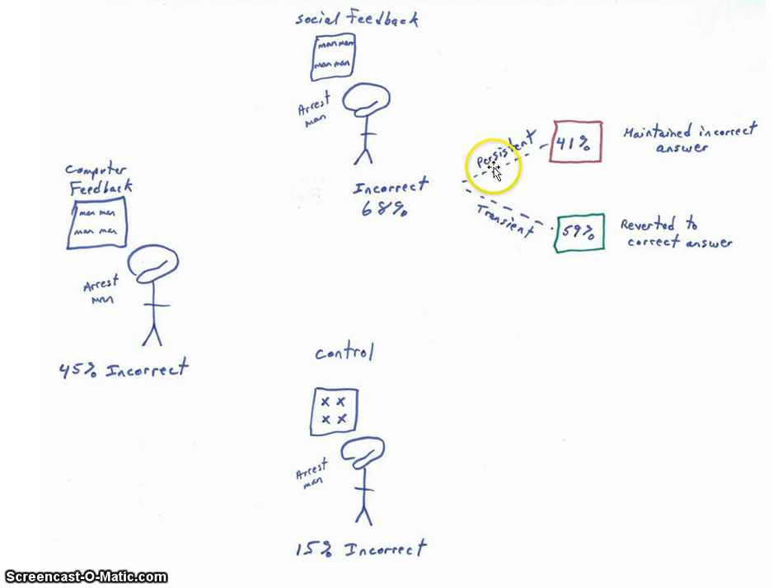Of those 68%, 41% went on to maintain that incorrect answer, right? And that means 59% reverted. So this would be private conformity. They persisted with this error due to the social feedback. That's the private conformity, and this would be public conformity, right? So they went along with it initially, went along with the feedback, but then once they learned it was random feedback, they switched back to their other answer, to the correct answer. So they reverted.